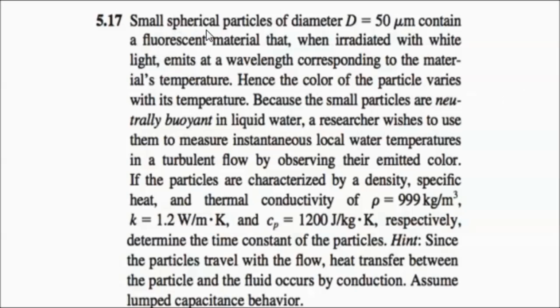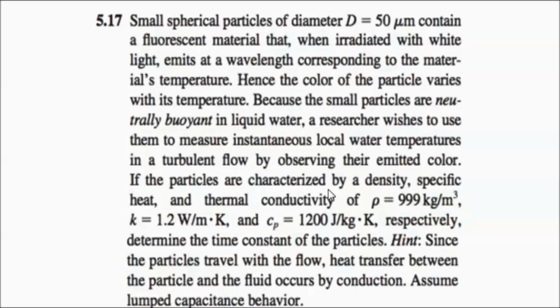In this problem, we have small spherical particles with diameter D equal to 50 micrometers that contain a fluorescent material that, when irradiated with white light, emits at a wavelength corresponding to the material's temperature. Hence, the color of the particle varies with the temperature. Because the small particles are neutrally buoyant in liquid water, a researcher wishes to use them to measure instantaneous local water temperatures in a turbulent flow by observing their emitted colors.